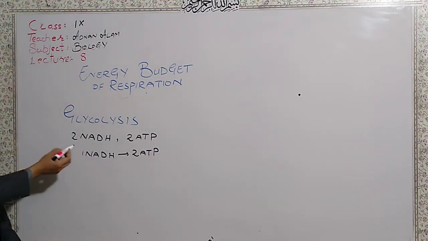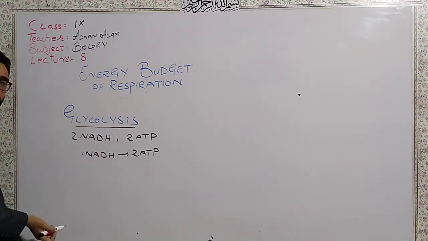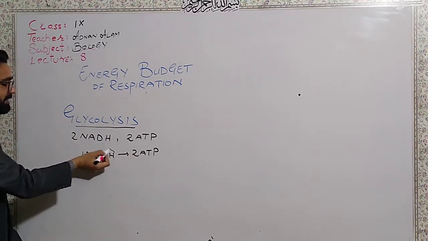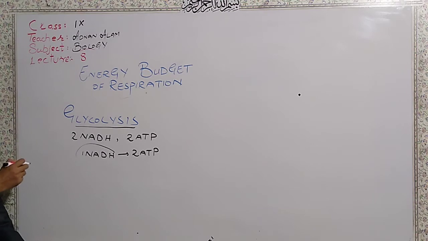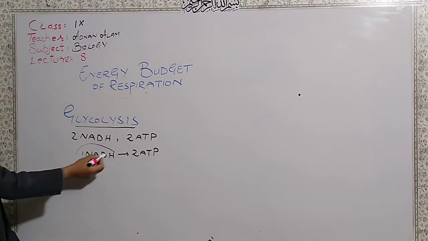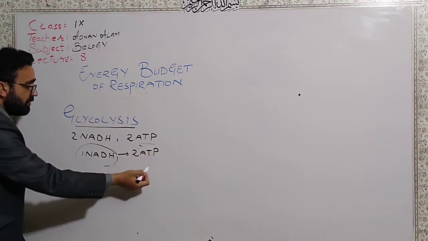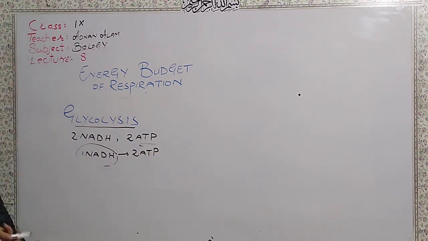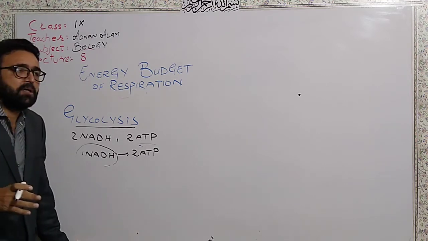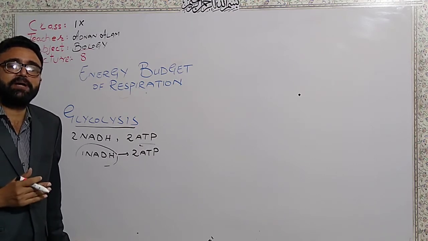The only reason is that the whole process of glycolysis usually takes place in the cytoplasm. So these NADH need to be transported to the mitochondria, and that is an active transport. For one NADH molecule, the expenditure of energy required is 1 ATP. So we calculate the net production from 1 NADH, and we will get 2 ATPs. You have to keep in mind that this difference is just due to the transportation expenditure.